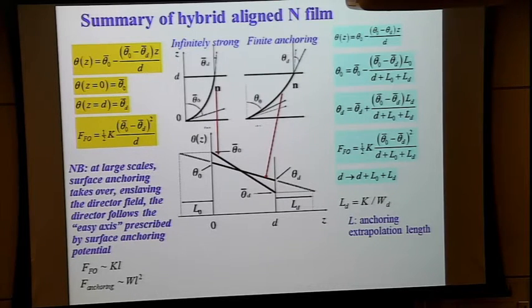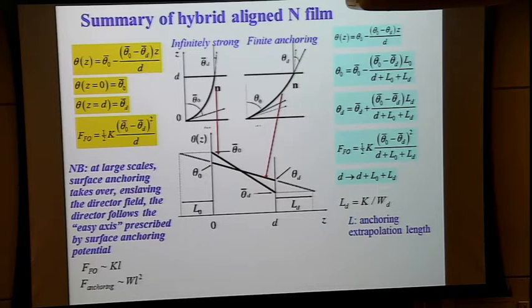So if I make my cell thicker, an amazing thing happens. The surface anchoring takes over. It enslaves the director, because in the thin film, the elasticity of the director wants the director to be not so much perturbed by the surface anchoring. But if the thickness is high, then at the top, I would approach 0. At the bottom, I would approach 90 degrees.